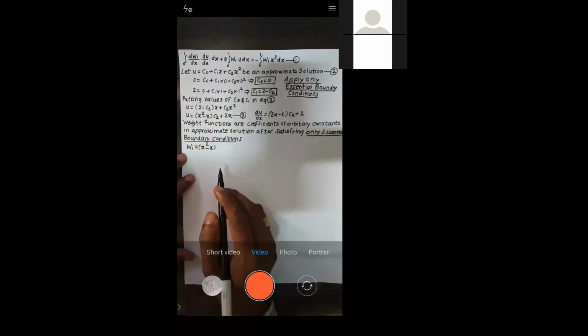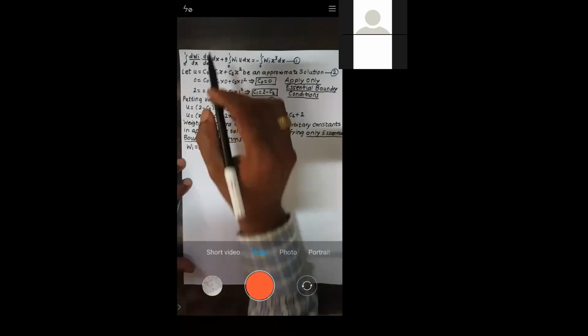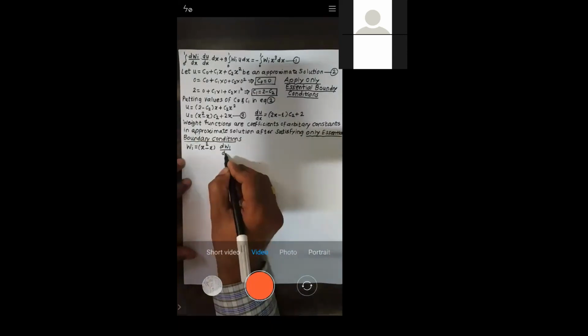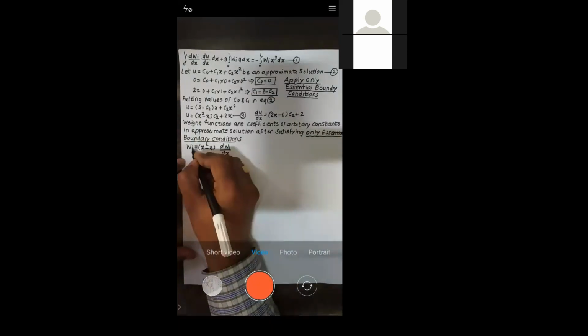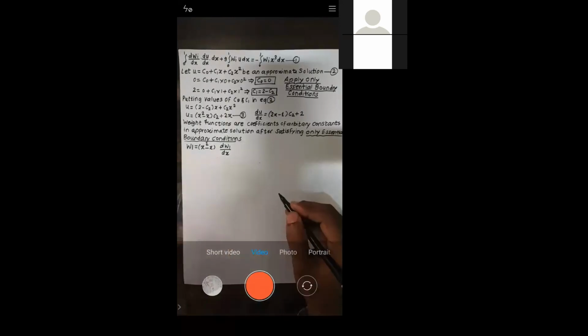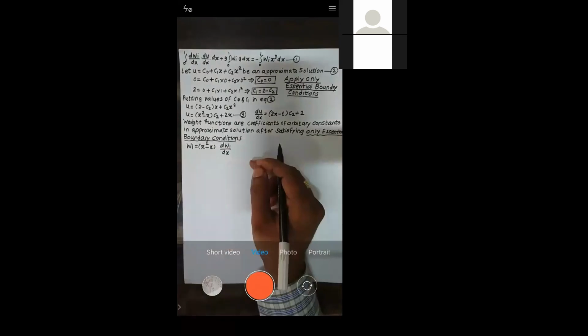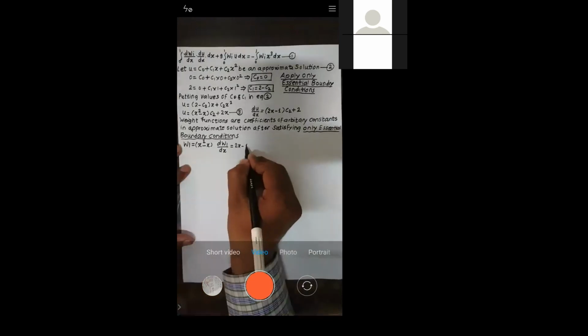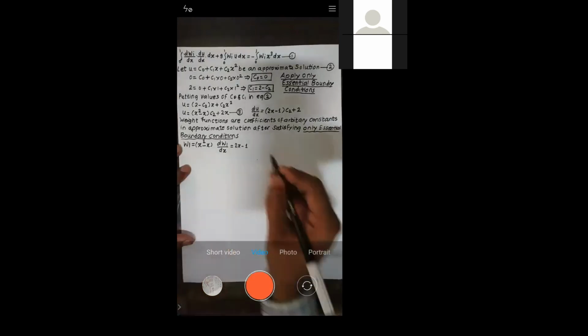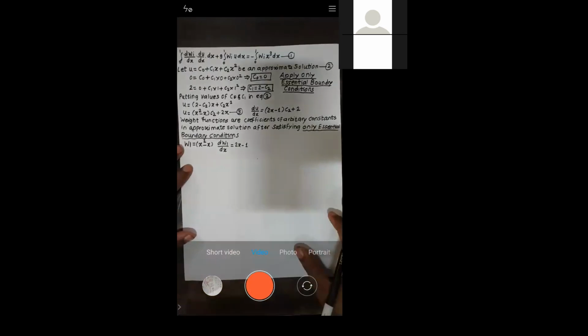Now you require derivative of weight function, right? So what is derivative of weight function with respect to x? I will write down w1, weight function 1, because I have only weight function 1. So I'll write down dw1 by dx. Tell me, what is derivative of weight function with respect to x? 2x minus 1. Right? It is 2x minus 1. Is it okay?